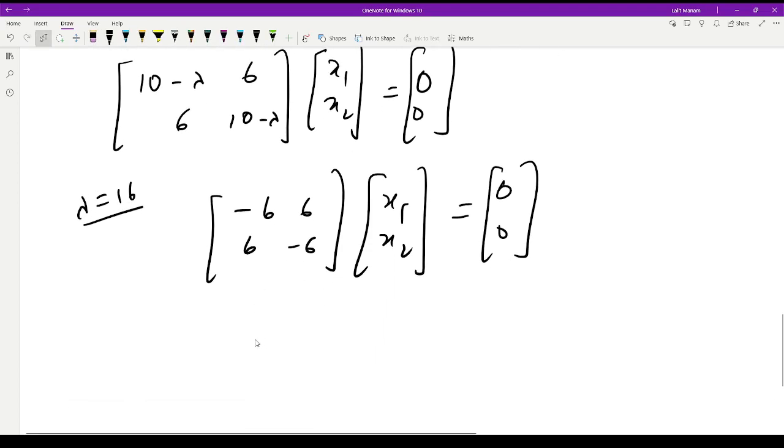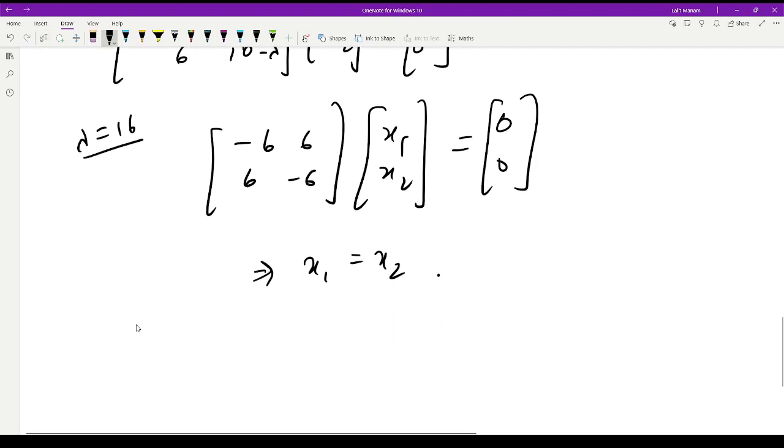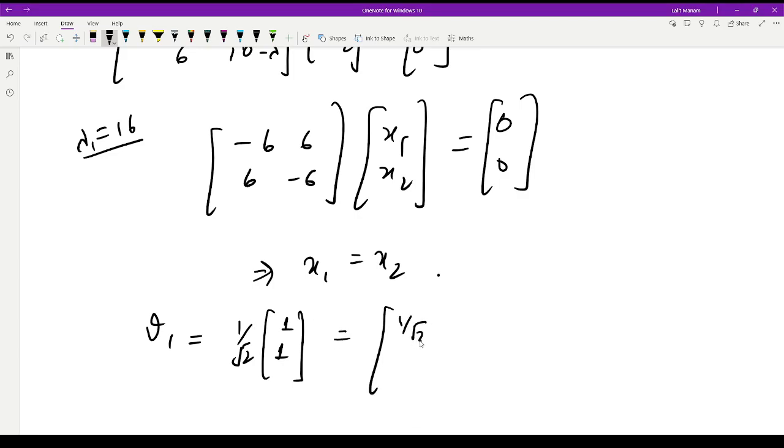So this gives us what? x1 equals x2. So our eigenvector, rather let me put it as lambda 1. So eigenvector v1 corresponding to lambda 1 should be what? Both should be the same, but then they need to be normalized. So ultimately it looks something like this.